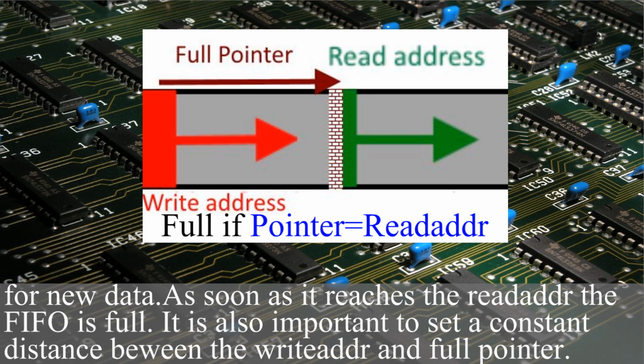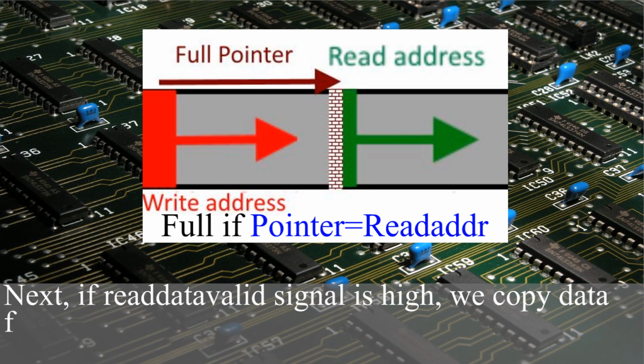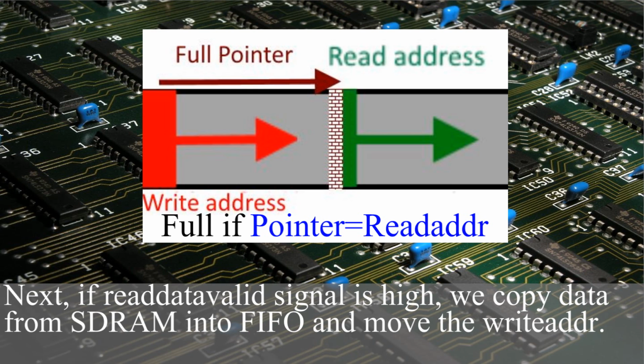It is also important to set a constant distance between write address and full pointer. This constant distance will prevent the overwriting valid data due to some delay in our design. Next, if read data valid signal is high, we copy data from SDRAM into FIFO and move the write address.